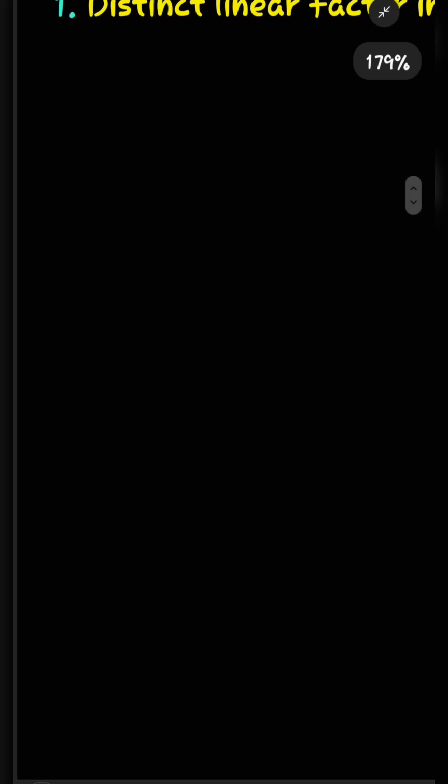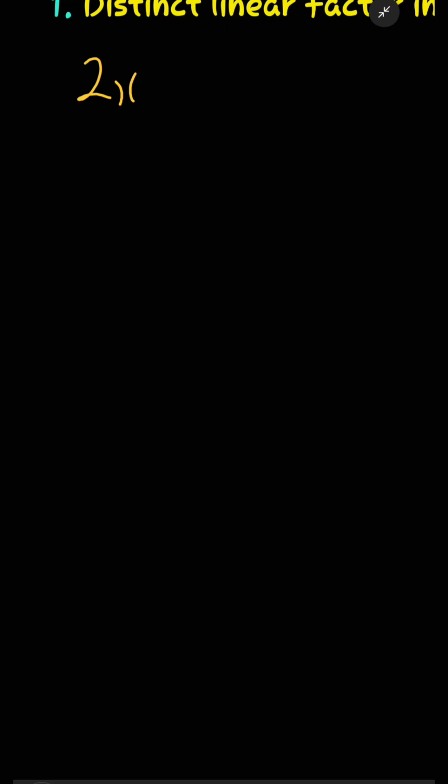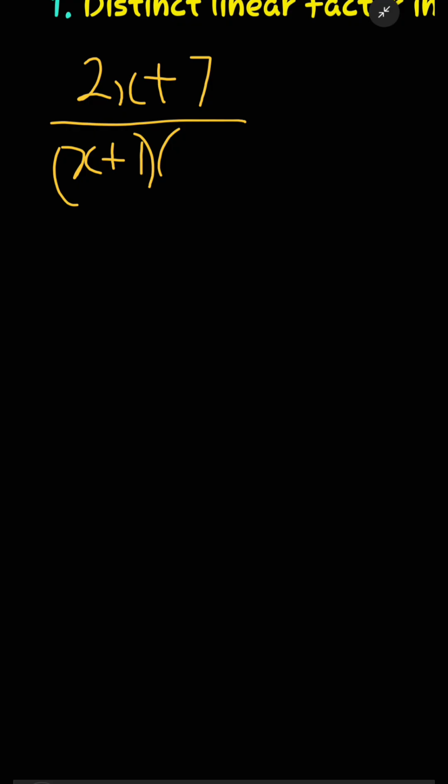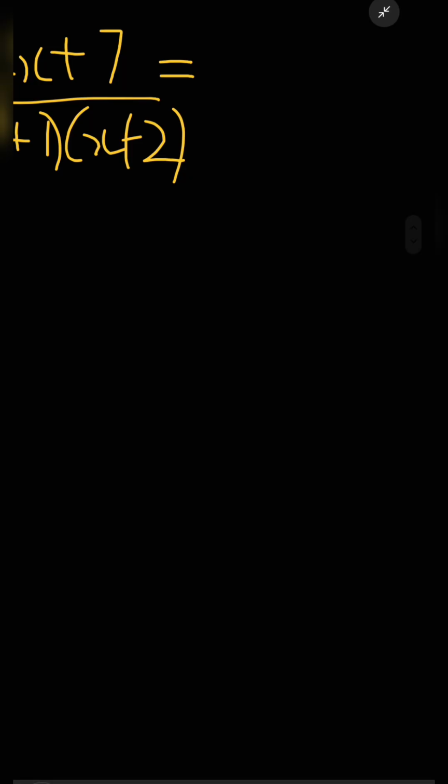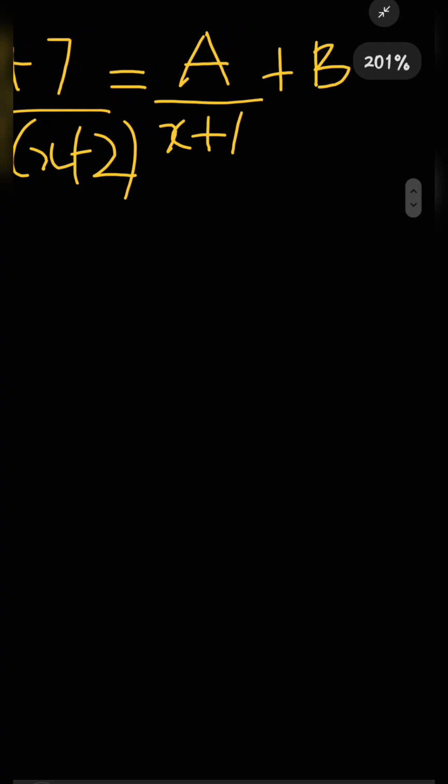So let's look at this example. Let's say we have 2x plus 7 all over x plus 1, x plus 2. Now we want to convert this to a partial fraction. For us to convert this, we are going to have a, a constant, for one of the partial fractions, all over one of those linear factors, which is x plus 1, plus the second fraction, which is b all over x plus 2.